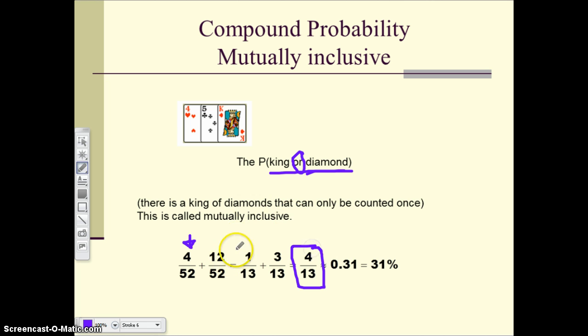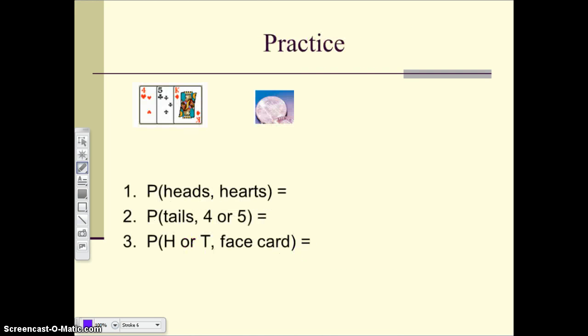4/13. Now you'll notice here I kind of hesitated because I was like, wait, there are 13 diamonds? Yeah. See? There's a king of diamonds and he can only be counted once. So that's why that second one is not 13/52.